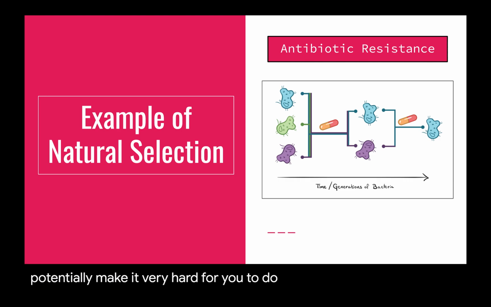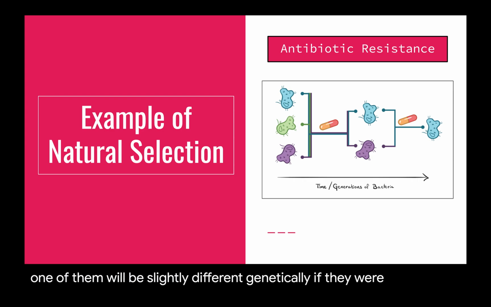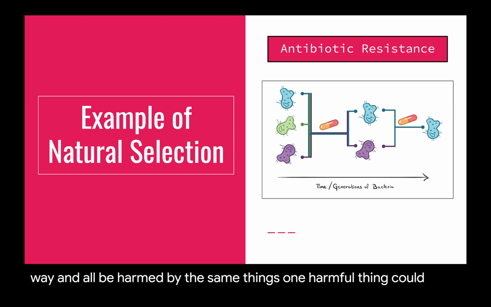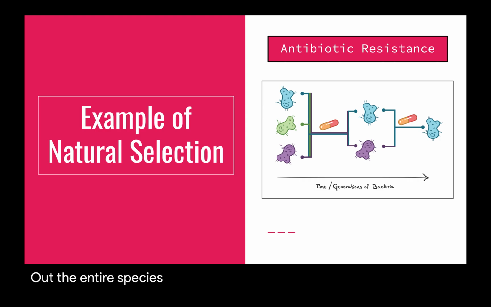you to fight diseases. So, when you have an infection, the multiplying pathogenic bacteria inside of you are not all identical. Most of them are the same, but every now and again, one of them will be slightly different genetically. If they were all genetically identical, they would react to their environment in the same way and all be harmed by the same things. One harmful thing could wipe out the entire species. But they have slight genetic differences.